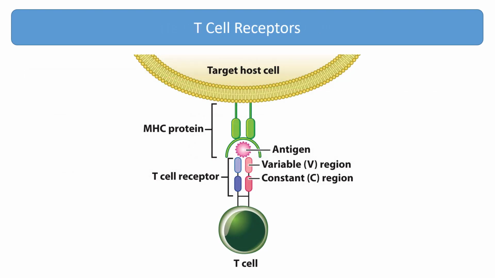All T cells, like B cells, originate in the mammalian bone marrow. Unlike B cells, T cells mature in the thymus. A mature T cell is characterized by the presence on the plasma membrane of a T cell receptor, or TCR, a protein receptor that recognizes and binds to the antigen.